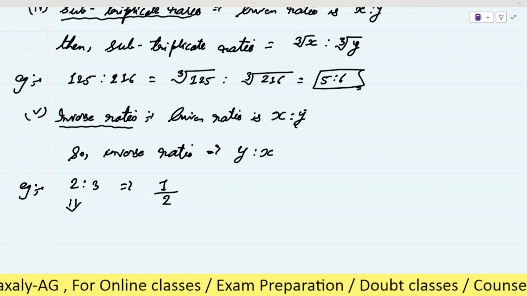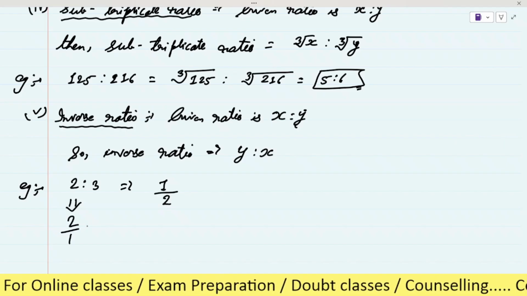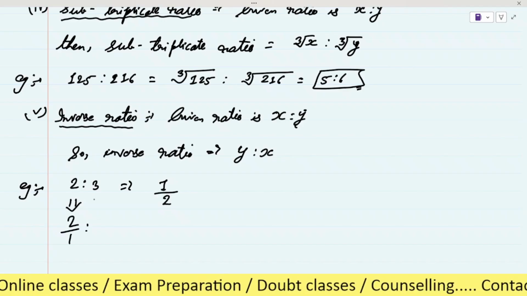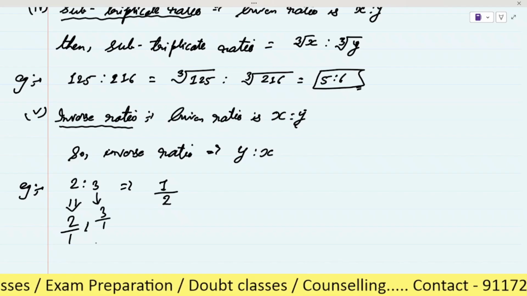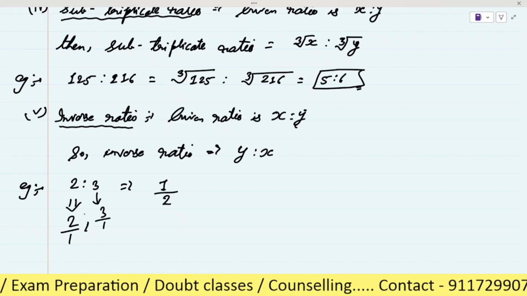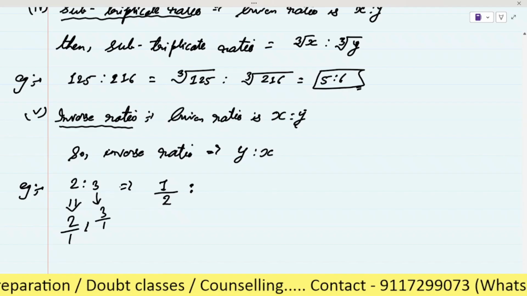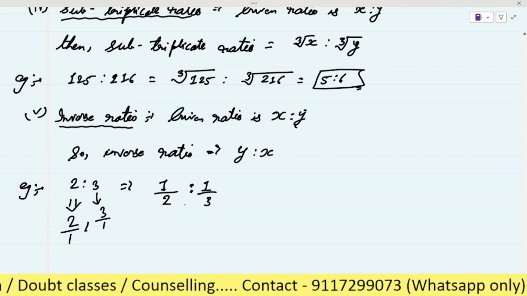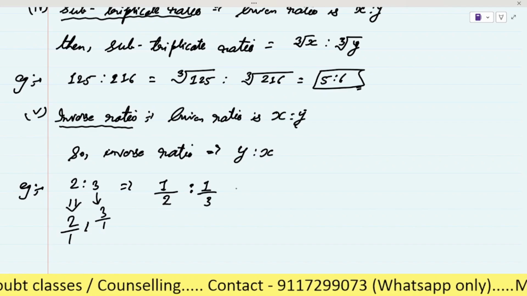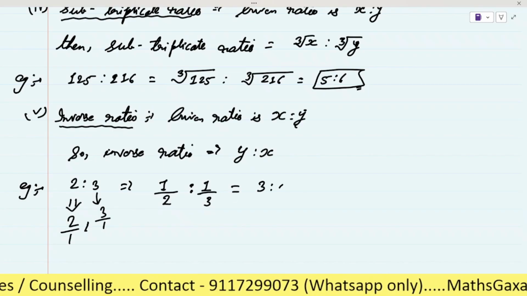Okay, so let's see here. This 2 is written as 2 by 1, and this 3 is written as 3 by 1, right? So the reciprocal of this 2 will be 1 by 2, and the reciprocal of this 3 is written as 1 by 3. When you solve it, it will be 3 is to 2.